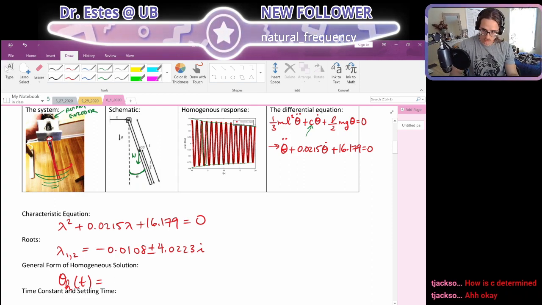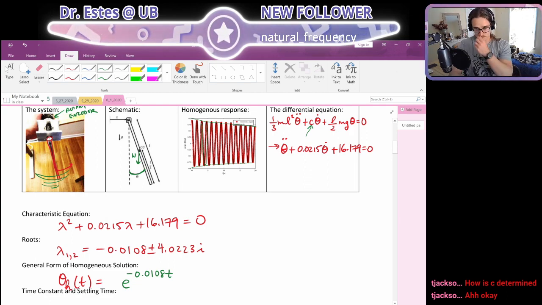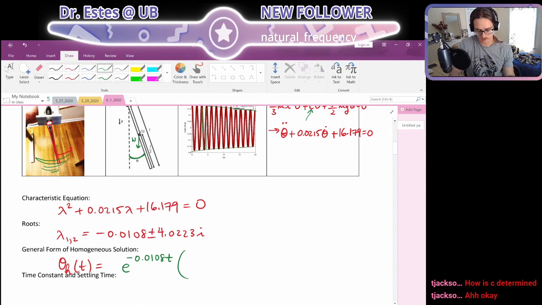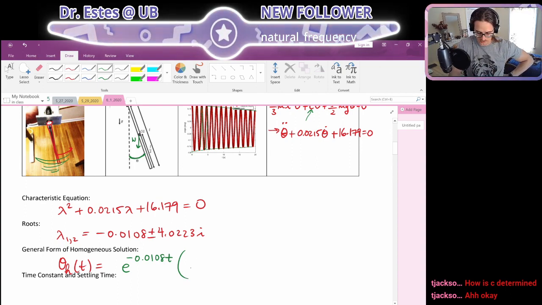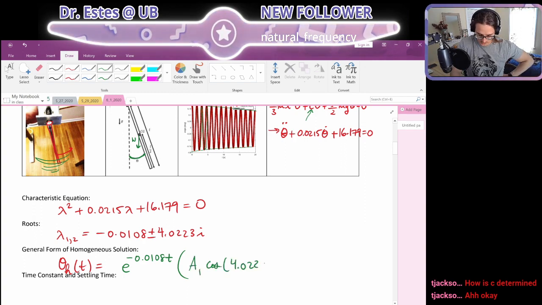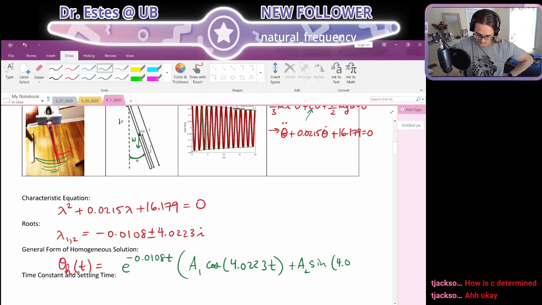Okay, so you have e to the minus 0.0108 t. So this is just the general form when you have complex conjugate roots. Anytime you have roots that look like this, this is the general form. It's just a matter of figuring out what these coefficients are, which you can use the initial conditions to do.